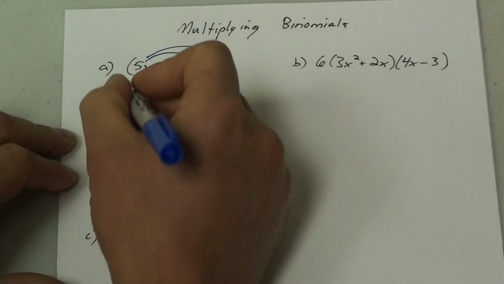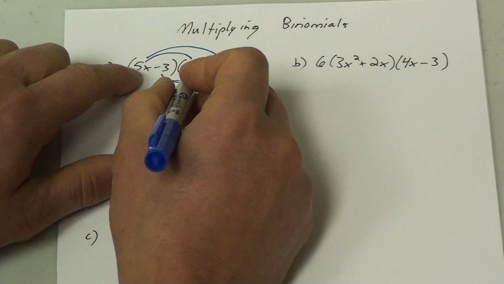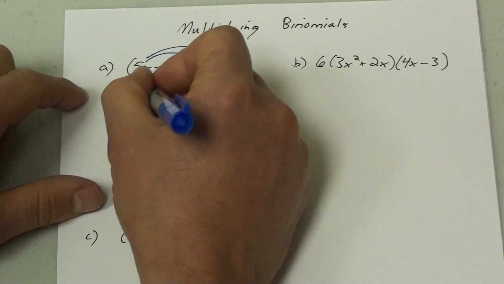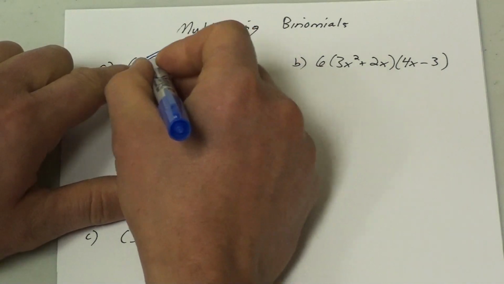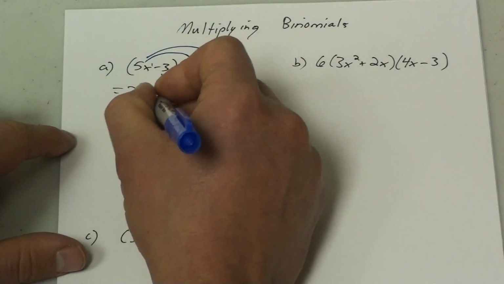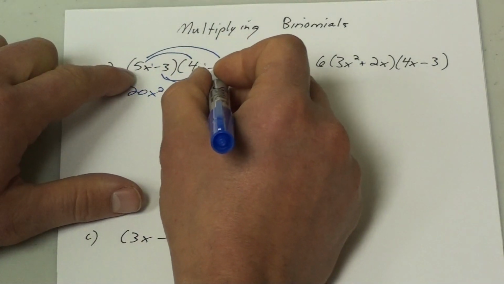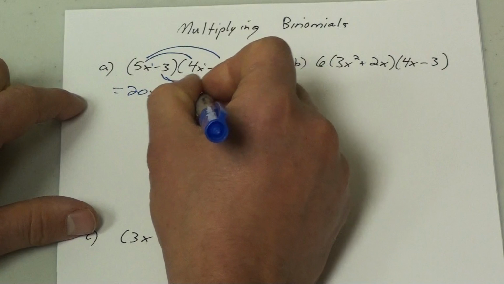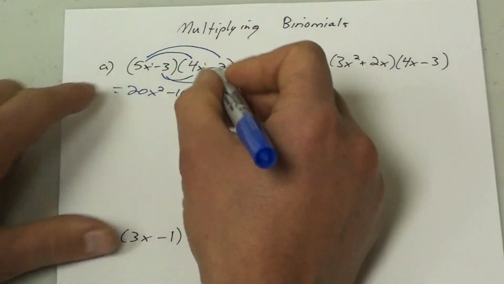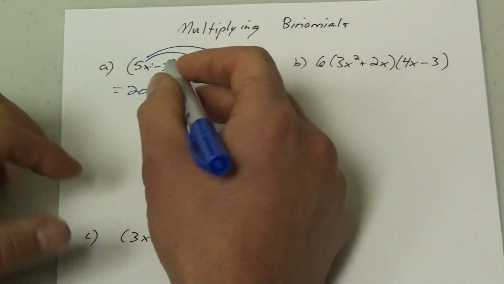the terms. So 5x times 4x, that's going to give me 20, and then I add my exponents. There's an invisible exponent of 1 on the x's, so it's going to be x squared. Then I have 5x times negative 2, which is going to give me negative 10x. Negative 3 times, now I have to multiply the negative 3 into both of them.